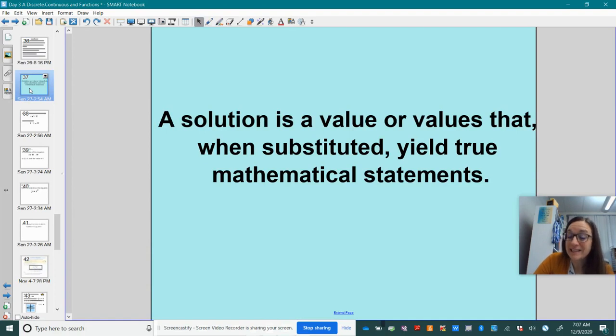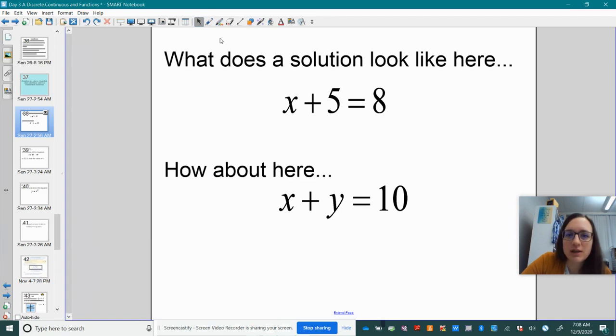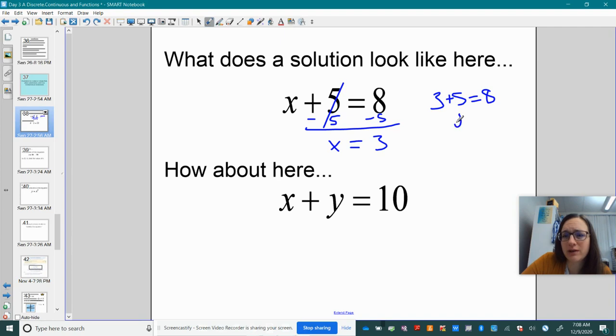A solution is a value or values that, when substituted in, yield true mathematical statements. So our idea is when we substitute in numbers, they make a true statement. So what does a solution look like here? Well, that one's pretty easy. We know that we can subtract 5 from both sides to find a solution of x is equal to 3, right? So when we substitute in 3 plus 5 is equal to 8. Is that true? Well, yes. 8 is equal to 8. Yeah, so it's true. How about here?